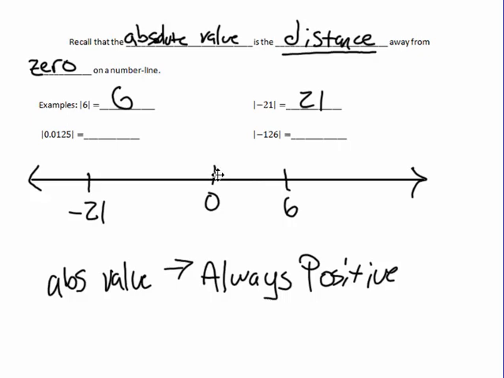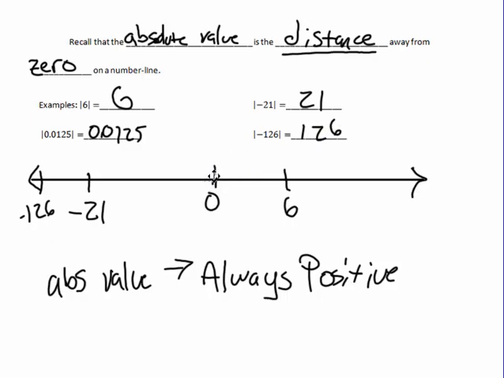0.0125, that's this one right here. And that is exactly 0.0125 units away from 0 on a number line. Alright, what about negative 126? That's way out here. Well, that is 126 units away from 0 on a number line. So just note that anything inside of here can be positive or negative, but the output will always be positive. So even though it's a negative 21 inside, it produces 21 on the outside. Even though it's negative 126 on the inside of these absolute value bars, it's 126 units away from 0 on a number line.